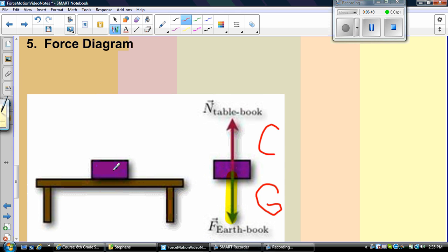So when you do a force diagram, you would draw the object that the forces are applied on, draw the arrows that represent the direction of the force being applied. If the forces are equal, draw the arrows equal, and then you need to label the forces. So this force right here is a contact force. The pulling is gravitational force.